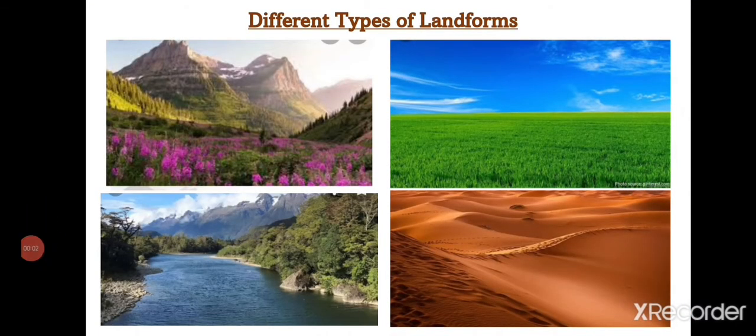So first we understand landforms. Children, there are different kinds of landforms on the earth like hills, river, plain, desert. So children, in these landforms, houses are made according to that. For example, in hilly areas, sloping roof houses can be seen. In river areas where flood occurs, stilt houses can be seen.